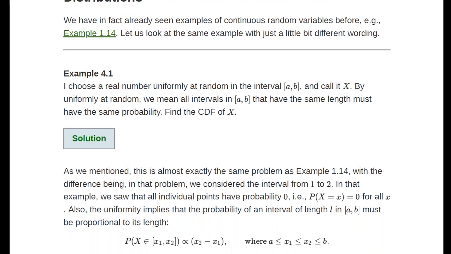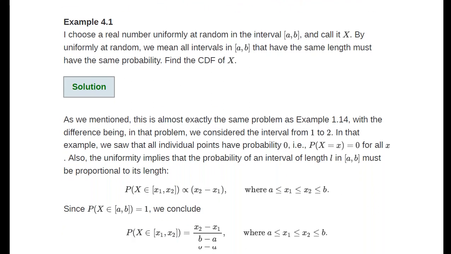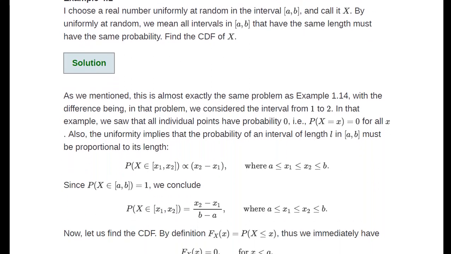We have in fact already seen examples of continuous random variables before. Let us look at the same examples with just a little bit different wording. Choose a real number uniformly at random in the interval [a, b] and call it X. By uniformly at random, we mean all intervals in [a, b] that have the same length must have the same probability. Find the CDF of X.